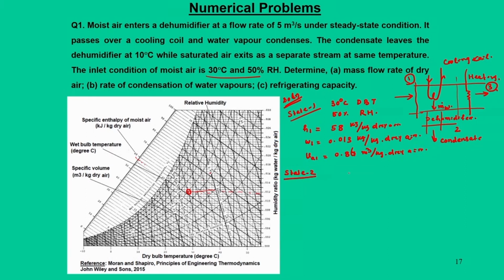So, once you know this, then we also have the state 2. State 2 is nothing but saturated air at 10° centigrade. For this, at 10° centigrade saturated air, this value would be omega 2 equal to 0.0076 kg per kg dry air, if you draw the vertical, and this enthalpy value is close to 30.